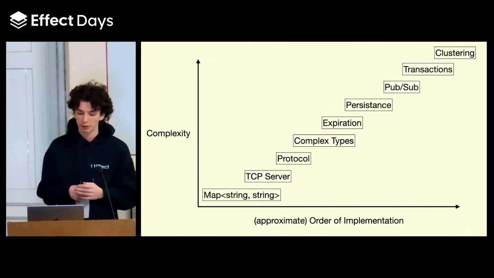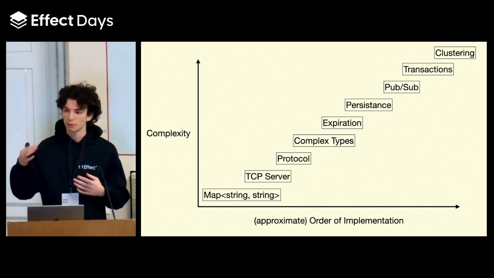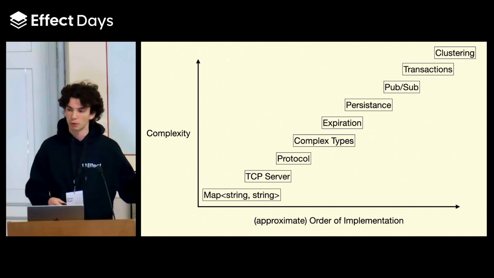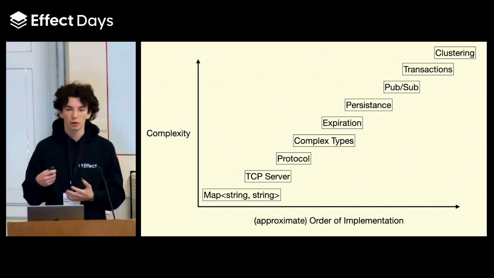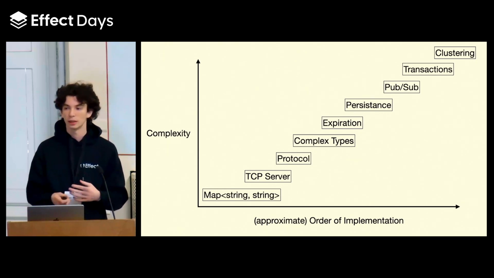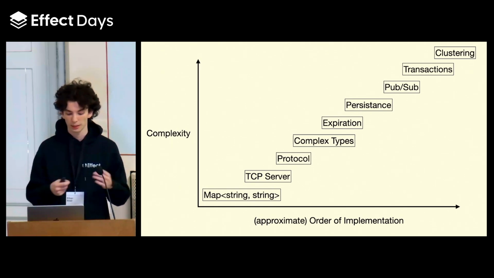So of these different components of Redis, I think there's a correlation: as you go deeper down the iceberg, obviously things get a bit more complex. At the start, we just have a simple map from string to string. I think everyone can do this. And then we have networking, so we have a TCP server. That server needs to operate on some kind of protocol. Redis has complex data types, so not just strings. There's sets and arrays.